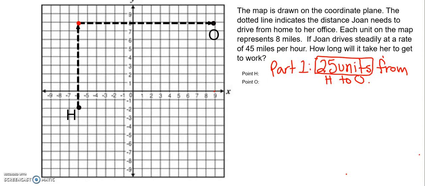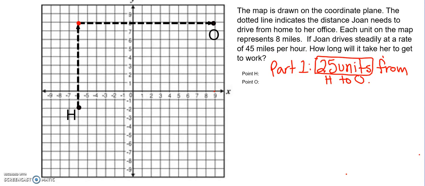Sometimes students want to use the leapfrog method. Leap, leap, count, count, count, count. And it tends to not be very accurate. I don't recommend that method unless you're only leapfrogging 2 points, 2 units. But when it's 25 units, that's pretty far and there's a lot of places to make mistakes.